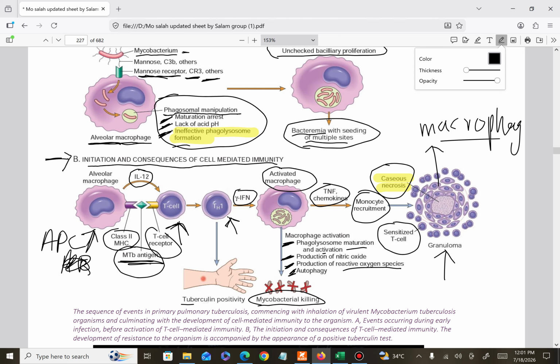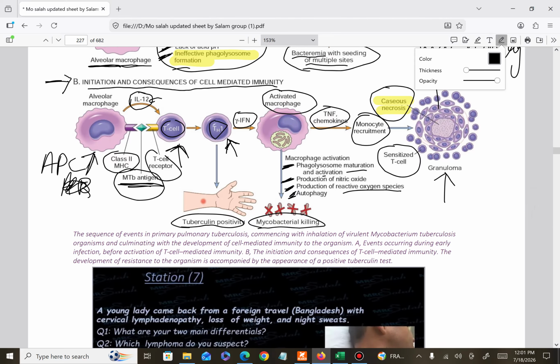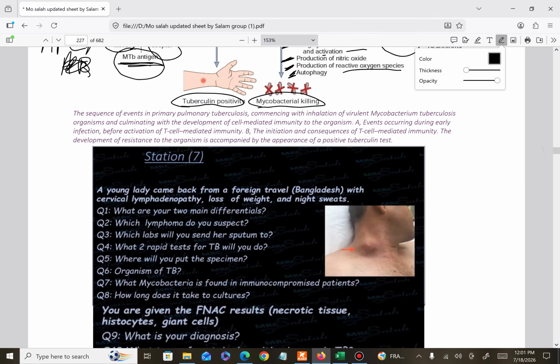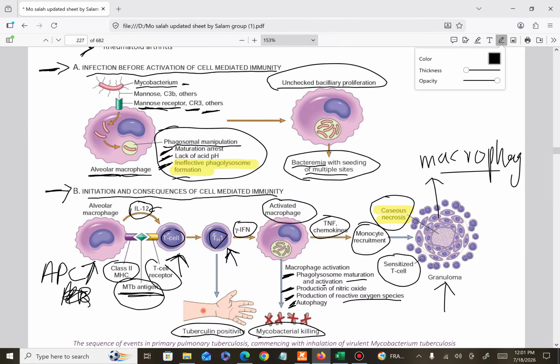Then you can see this is the tuberculin test. A positive tuberculin test is due to the T helper 1 response, which is activated through IL-12. IL-12 causes the activation of T cells into T helper 1 cells. So these are the events occurring during the immune response to the mycobacterium infection. So this is all about tuberculosis.